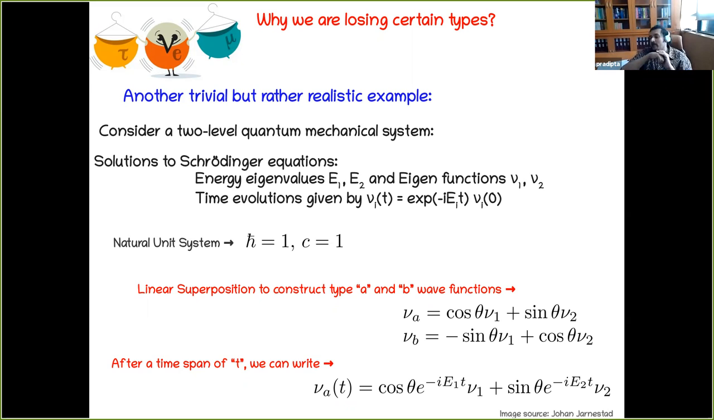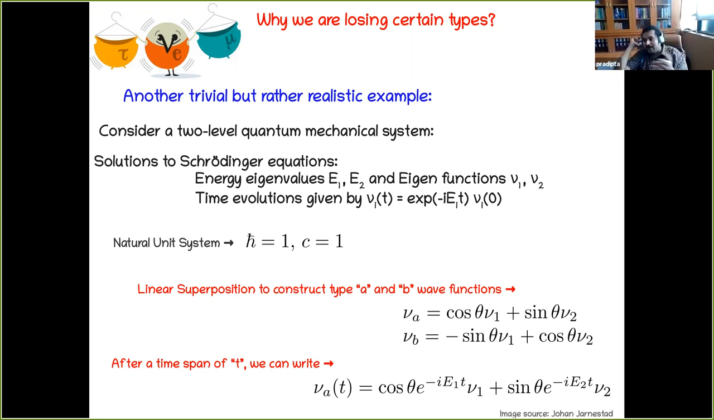They are definitely mass or energy eigenstates, something that cannot change into one another. What I can do, just like the previous vectorial example, is use the basic principle of quantum mechanics that any arbitrary state can be expressed as a linear combination of the complete orthonormal states of the system. So I write two arbitrary wave functions, denoted as nu A and nu B, in terms of nu 1 and nu 2. And this is nothing but a simple two-dimensional rotation.